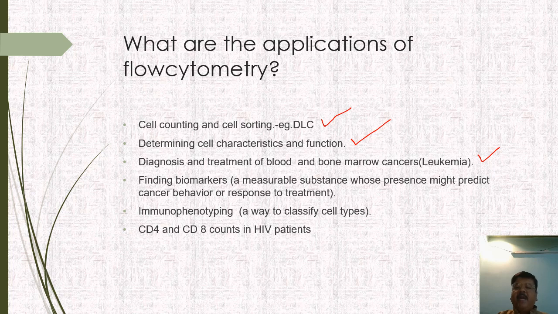Prognosis also can be done by repeated testing, finding the biomarkers, a measurable substance whose percentage might predict the cancer behavior or response to the treatment. Then immunophenotyping can be done, and CD4 and CD8 are well known. CD4 count is well known for prognosis of HIV positive individuals.